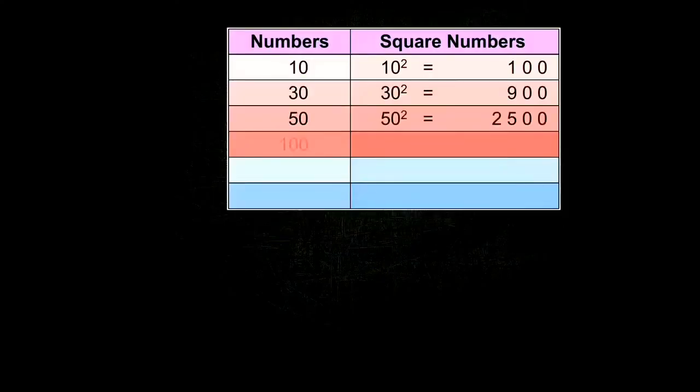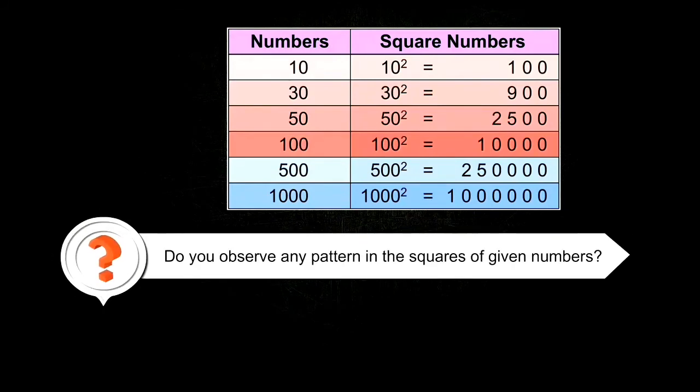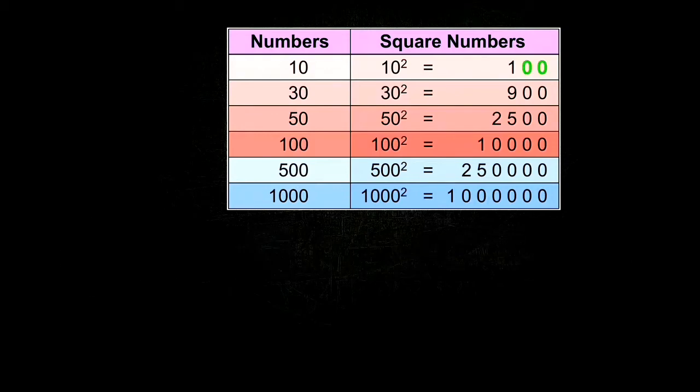Let's see some more numbers whose unit digit is 0. Do you observe any pattern in the squares of the given numbers? The number of zeros at the end of the square number is double the number of zeros at the end of the number.